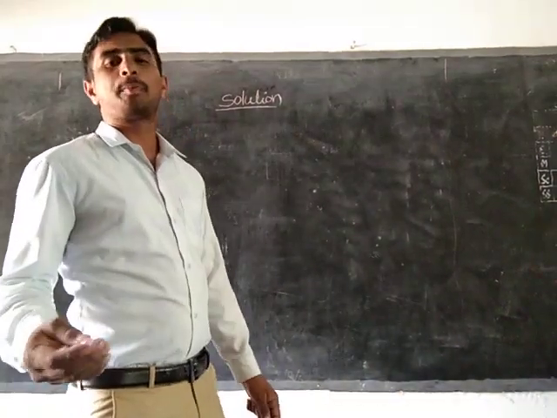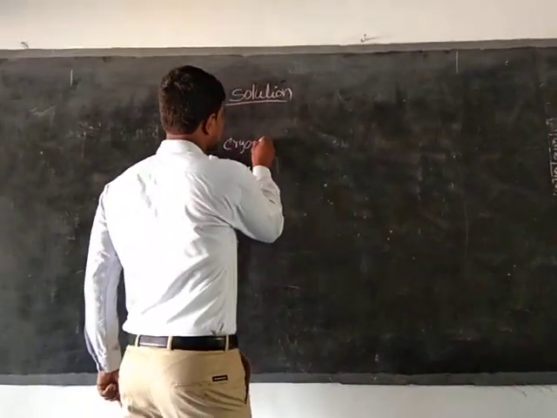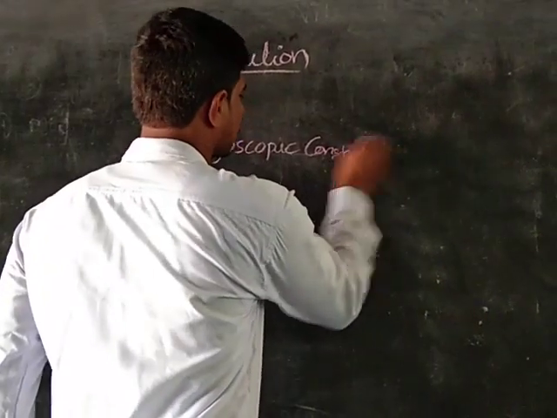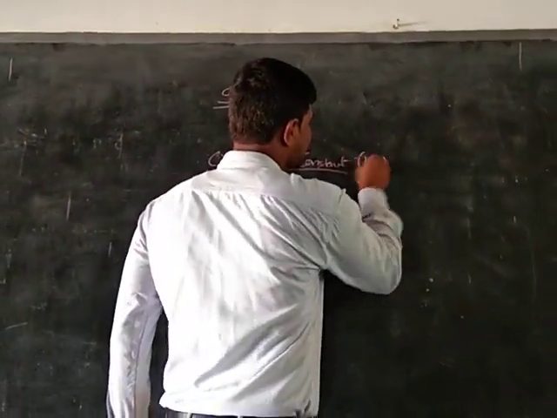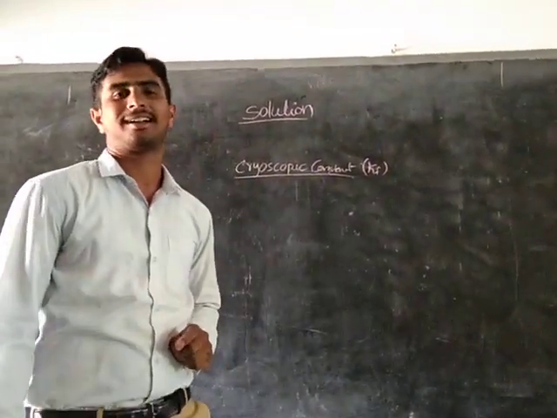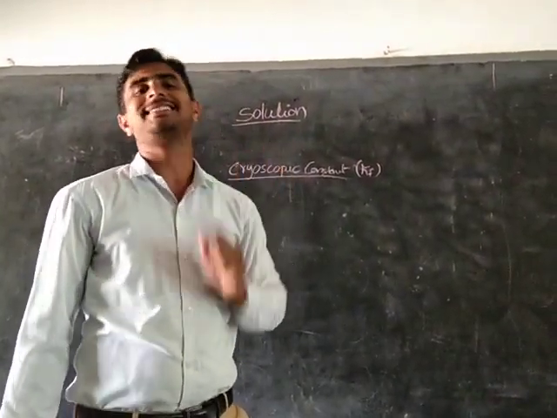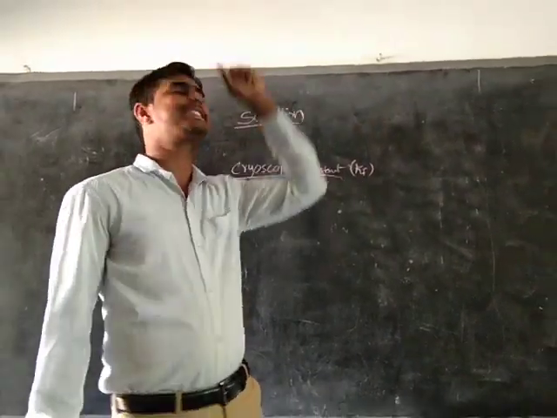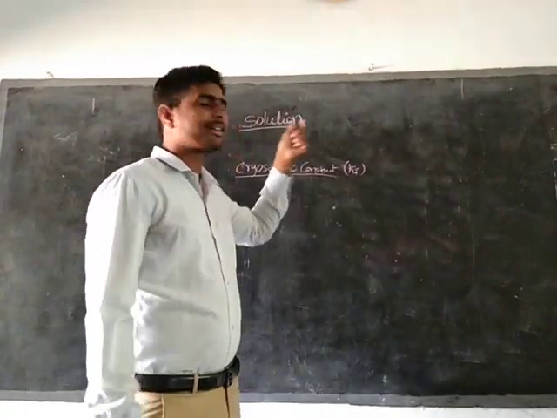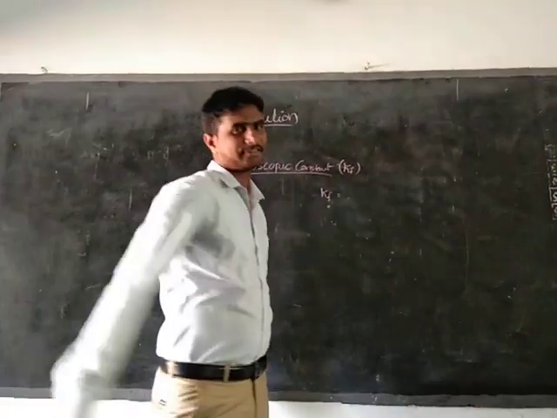Next one, cryoscopic constant. Cryoscopic constant: the depression of freezing point observed in a 1 molar solution containing a non-volatile solute is called the cryoscopic constant. It is denoted by Kf.